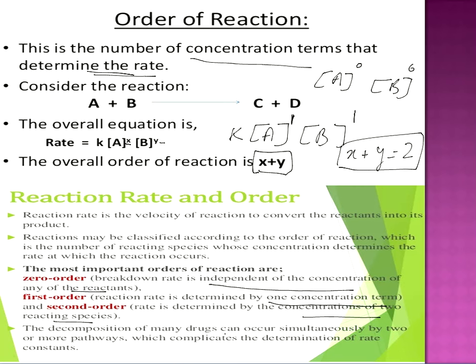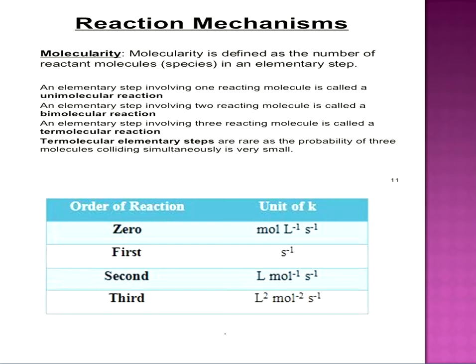Okay, next point is reaction mechanism. Molecularity means how many reacting molecules take part in one step. So molecularity is defined as the number of reactant molecular species in an elementary reaction. In a one step reaction, how many reactant species take part, that will be the molecularity. If one reacting species is there, it is a unimolecular reaction. If two reacting species, bimolecular reaction. If three, then it is a trimolecular step.